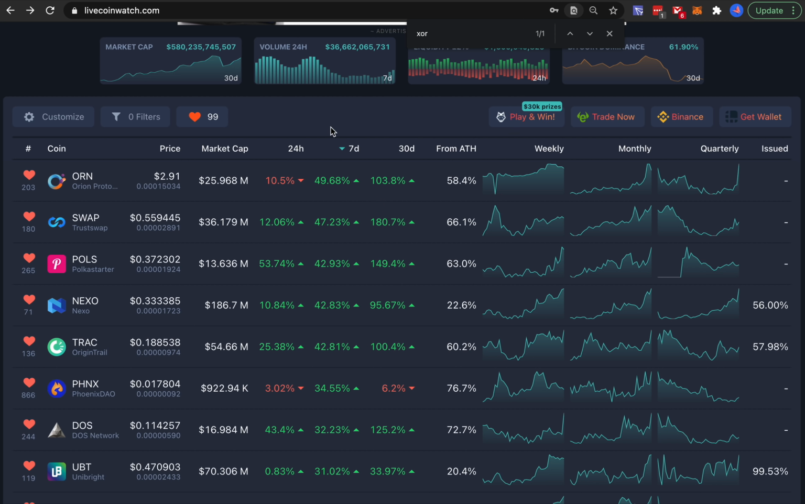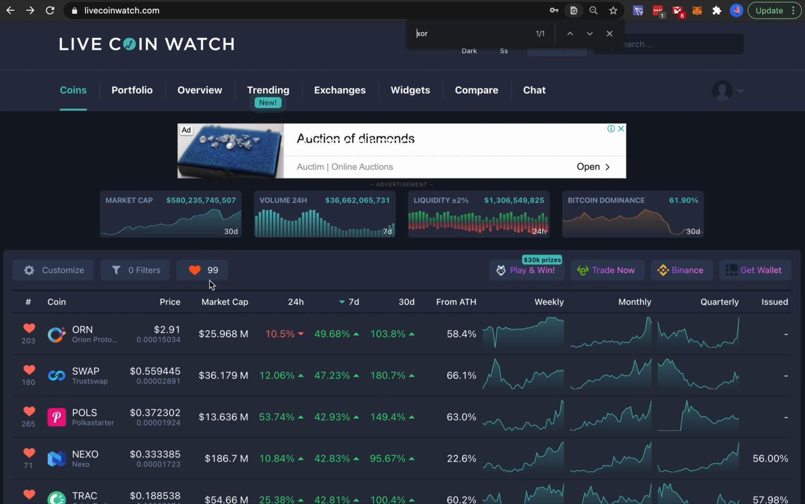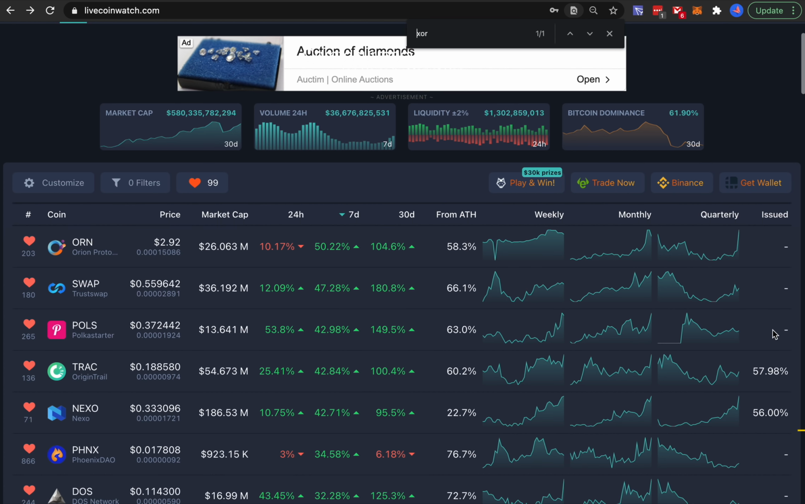What I typically like to do with altcoins is that I have a favorites list on Livecoin Watch. You can use CoinGecko as well, but I like to use Livecoin Watch because I can have all these charts here and see all these numbers, and you can customize this how you want, and you can even have the from all-time high number here as well. And the issued is pretty cool because it takes a look at the current circulating supply compared to the maximum supply, so you can see how much inflation there is left for this coin.